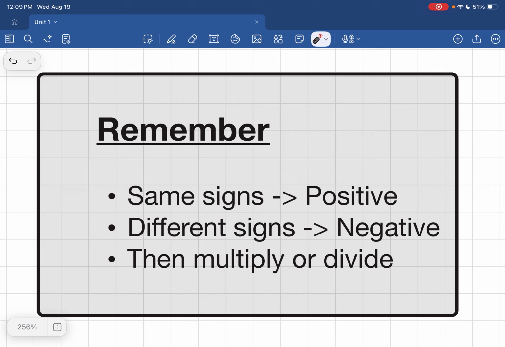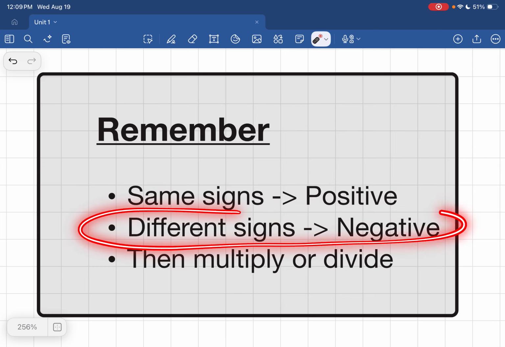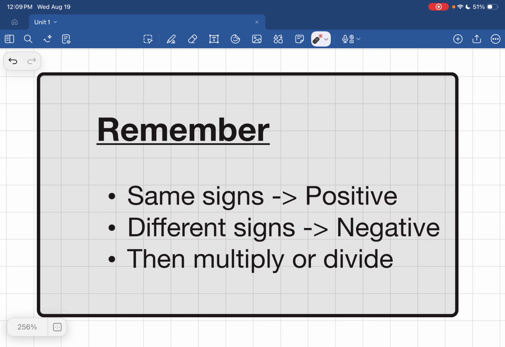Remember, the most important thing from this video is that the same signs give you a positive answer. Different signs give you a negative answer. Then simply multiply or divide the numbers. In class, we'll practice this strategy together and work through more examples.